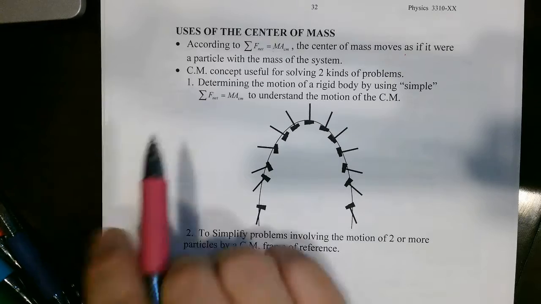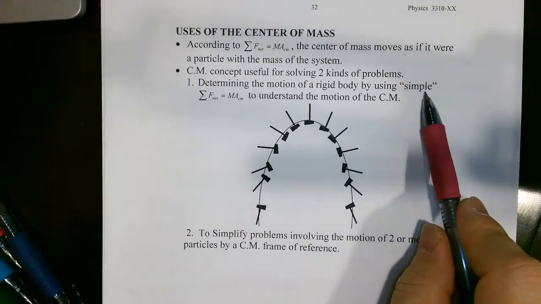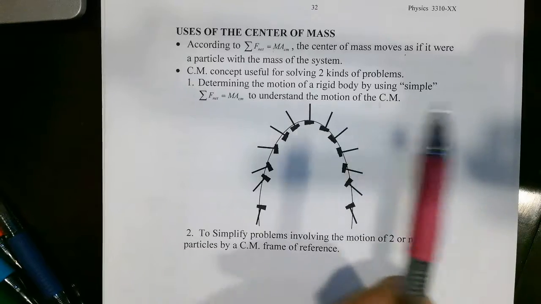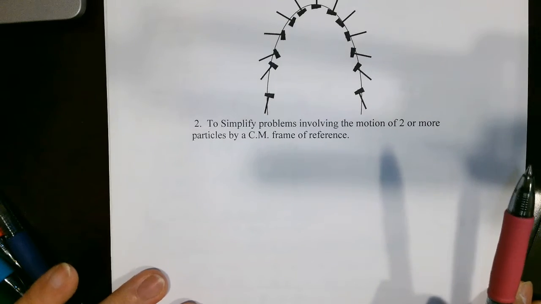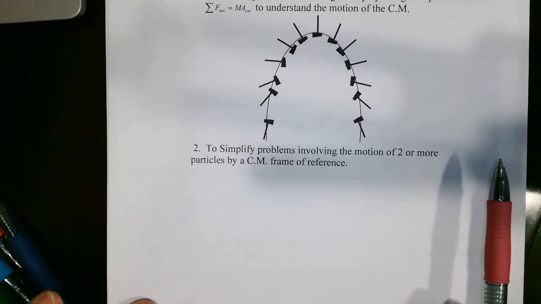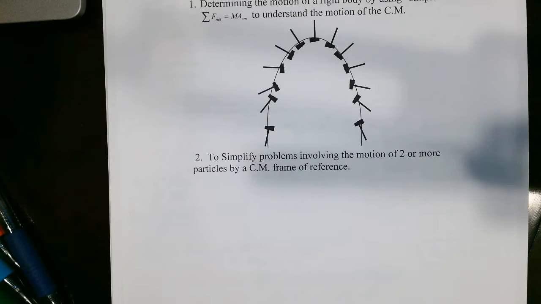So the center of mass concept is very useful for solving 2 kinds of problems. One is determining the motion of a rigid body by using the simple F equals ma method, because you're treating everything as a particle. Two, you could simplify problem solving for the motion of 2 or more particles by using the center of mass frame of reference. So if you have a cluster of objects traveling as one unit, you could figure out the center of mass of that cluster and think about it as one particle.